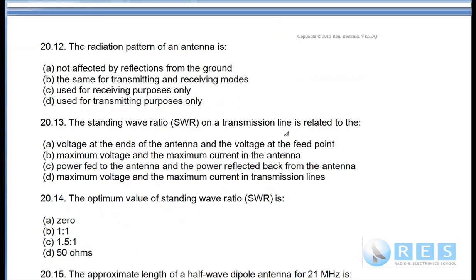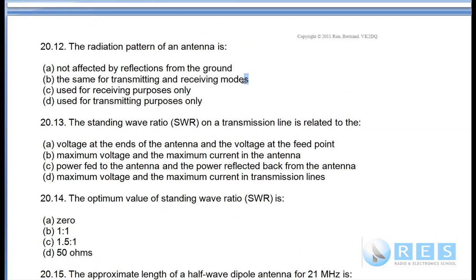2012, the radiation pattern of an antenna is not affected by reflections from the ground. That's not correct, because our antenna radiation is affected by ground reflections.